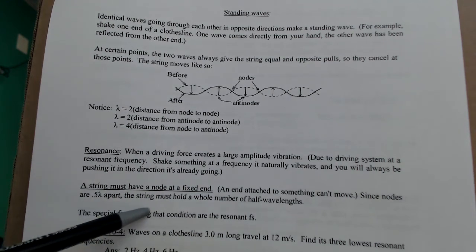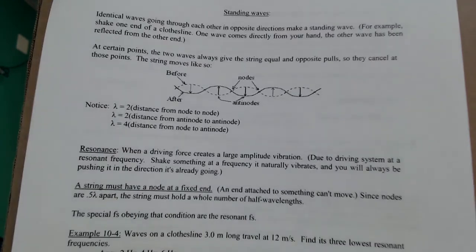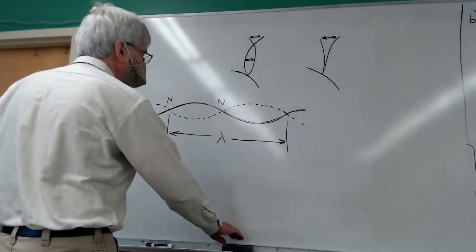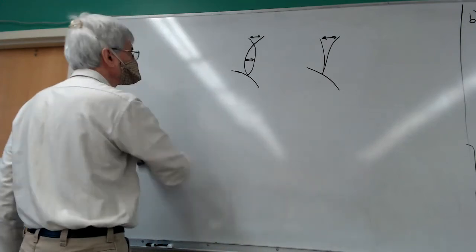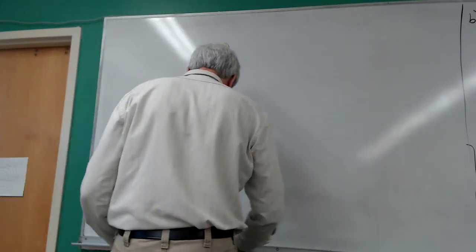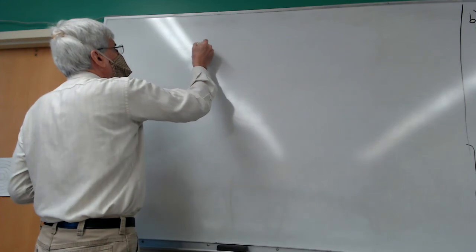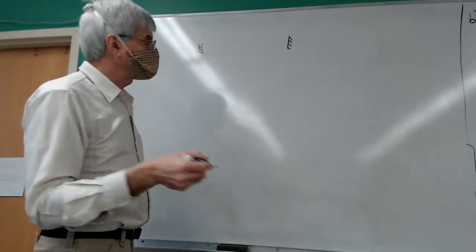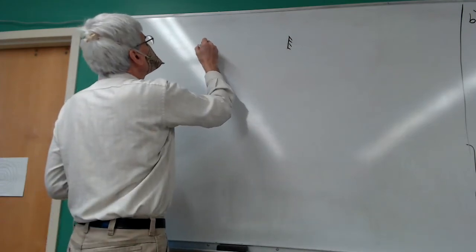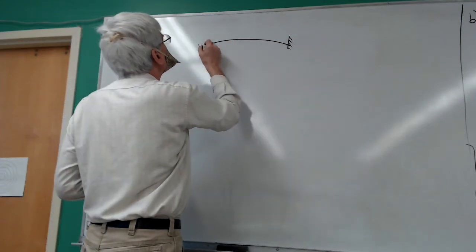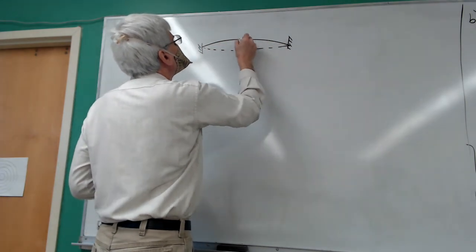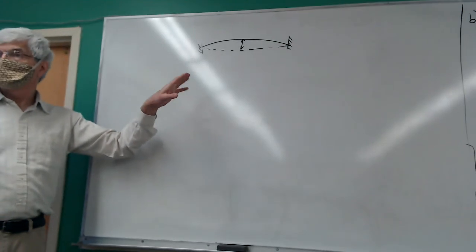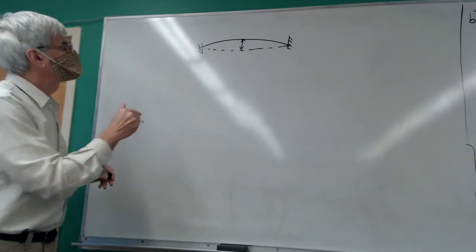Since the nodes are half a wavelength apart, the length of the string has to be a whole number of half wavelengths. In other words, if from there to there is the length of your clothesline or guitar string, it could vibrate with this pattern, back and forth between those extremes. That has a node at each end, as is required.